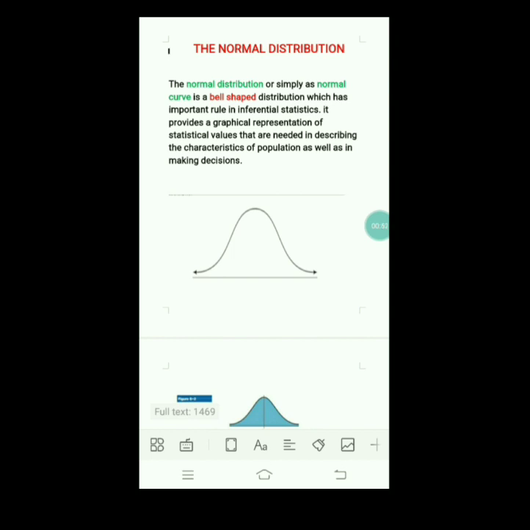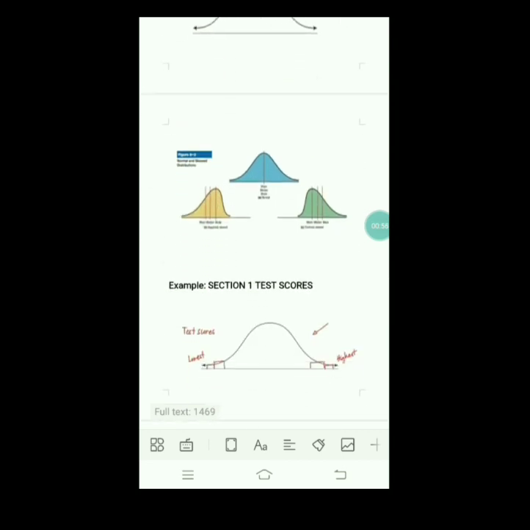So for this figure, I would like you to identify which is the normal curve or normal distribution presentation. So I know, right? It is the color blue. Yes, the normal distribution is the color blue, and this yellow and the color green, we call it skewed.